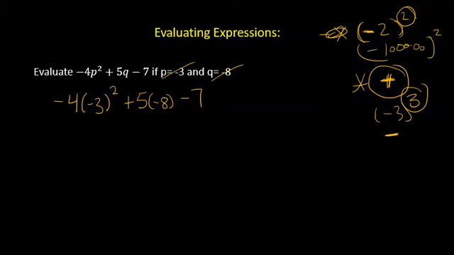So we're going to do the exponent first. So -3 squared is actually +9. It's not negative, it's positive. Plus 5 times 8 and 7. Great. So what's the next thing I do? Well, I'm going to multiply everything out.